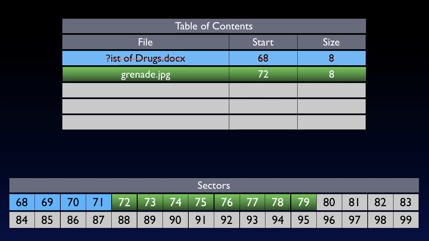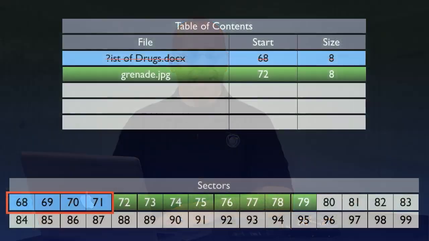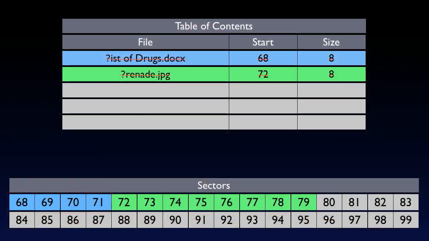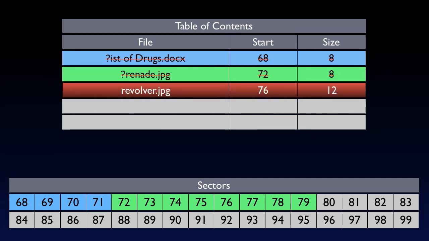But with our forensic tools, if I were to look on page 68 through 71, I would see the first 4 pages of the list of drugs. And I could recover those first 4 pages forever until they're overwritten. So if I delete the grenade picture, again, all that happens is in the table of contents, it changes the first character of the file name, but the file is still there. Now, if I save another file, and in this case, it's a picture of a revolver, and it's 12 pages.